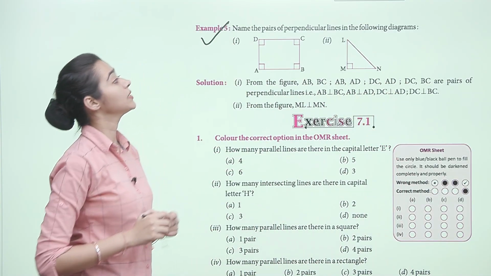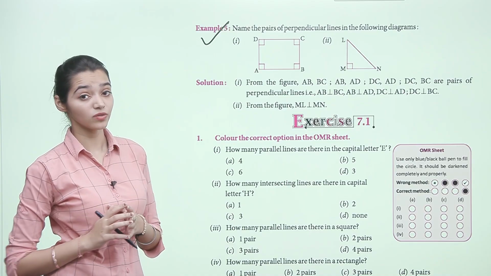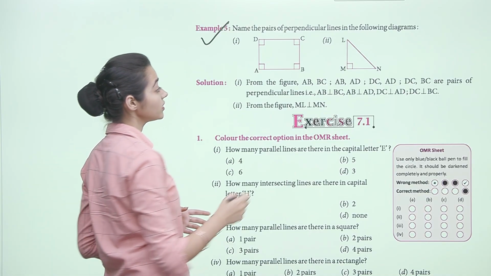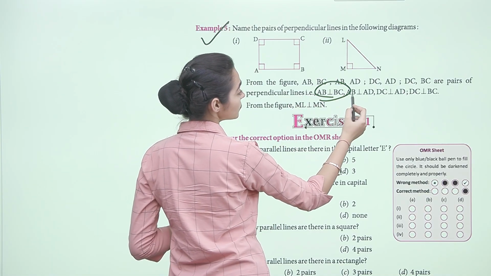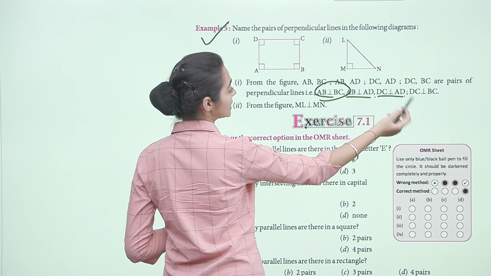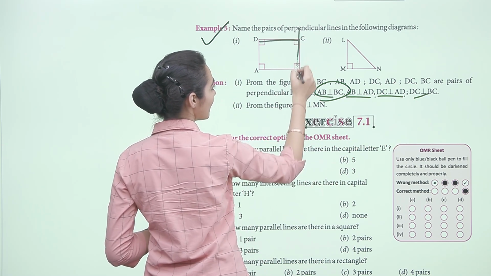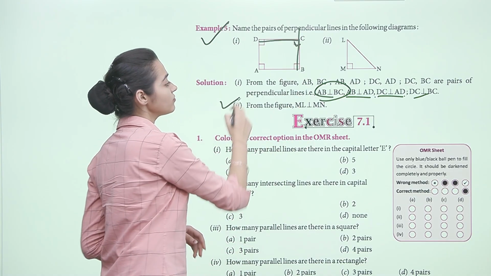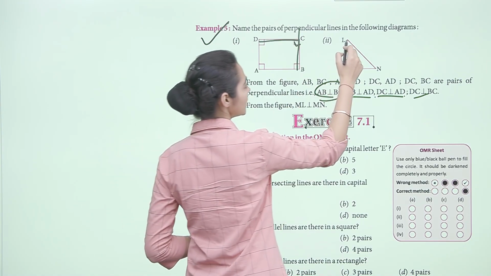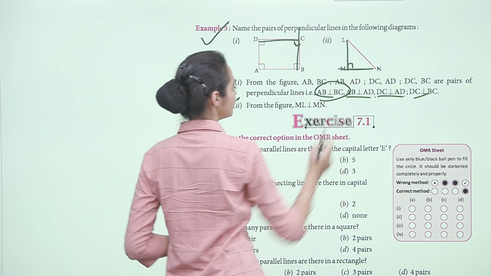Now let's start with example number 5. Here we have to name the pairs of perpendicular lines in the following diagram. From the figure, AB is perpendicular to BC, AB is perpendicular to AD, DC is perpendicular to AD and DC is perpendicular to BC. From the figure, ML is perpendicular to MN.